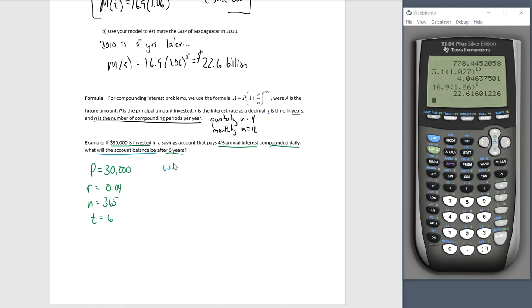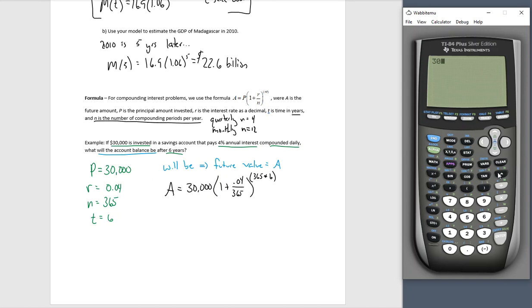Will be tells me I'm looking for a future value. And that future value is my A. So what we know is that this future value is 30,000 multiplied by 1 plus 0.04 over 365, to the power of 365 times 6. I put in all my parentheses and I'm going to type it into my calculator the exact same way.